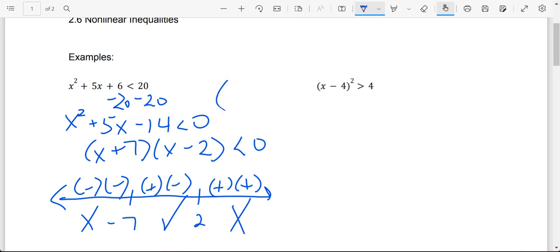That will be your answer. In interval notation, I'd expect negative 7 to 2. And yes, I got parentheses because why? Because it's not or equal to.